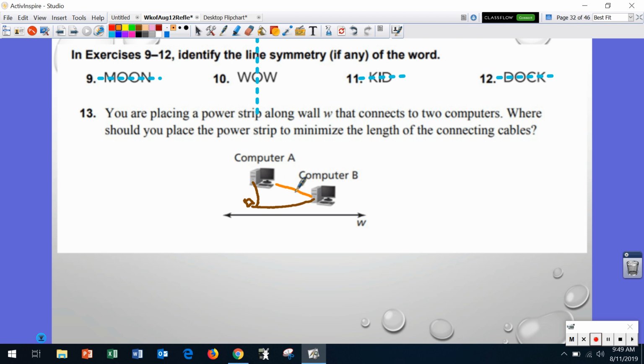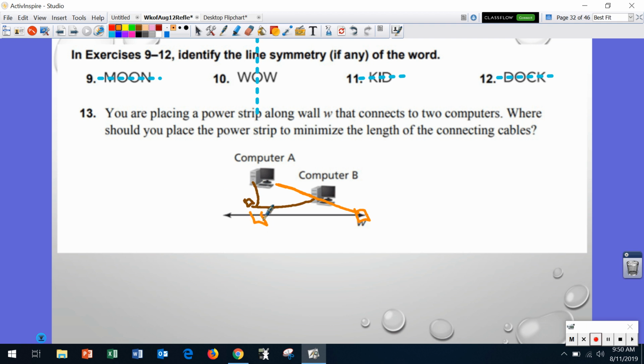Because here's what I do know. The distance between 2 points, the diagonal distance between 2 points, is always shorter than going from here to here. It's always shorter. You're placing the power strip along W so that you can get the least amount of cable going. So I would say that if I go diagonal like this and I put that power strip somewhere along this line, then that's the shortest amount of space I could possibly have.